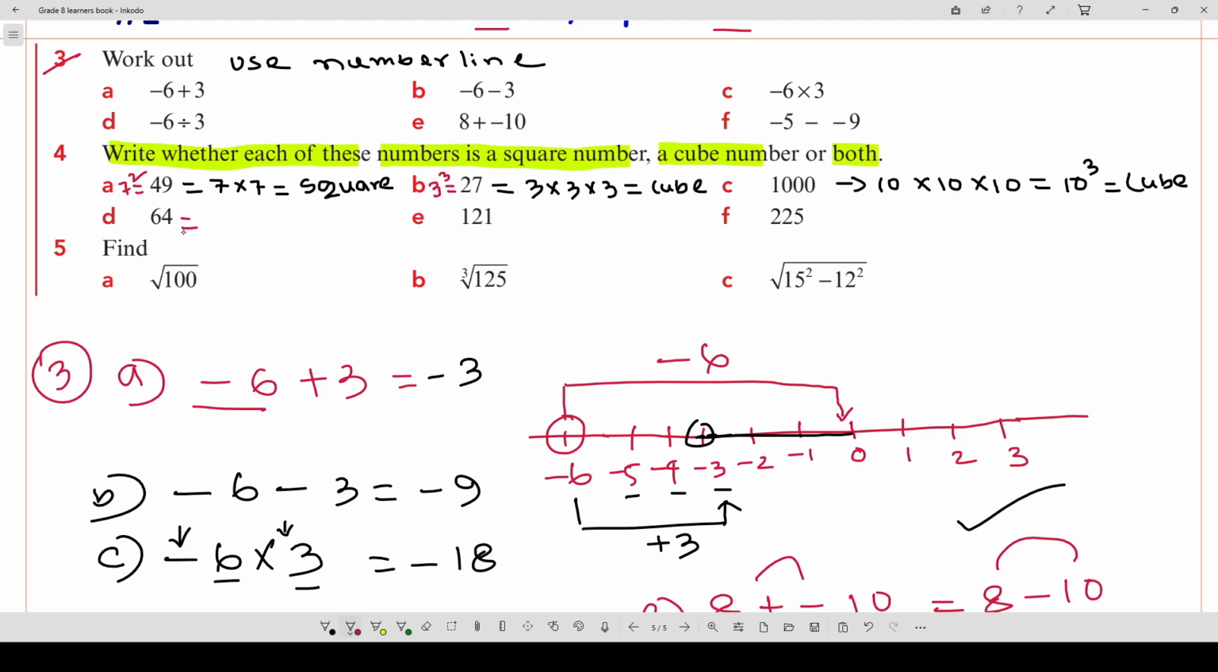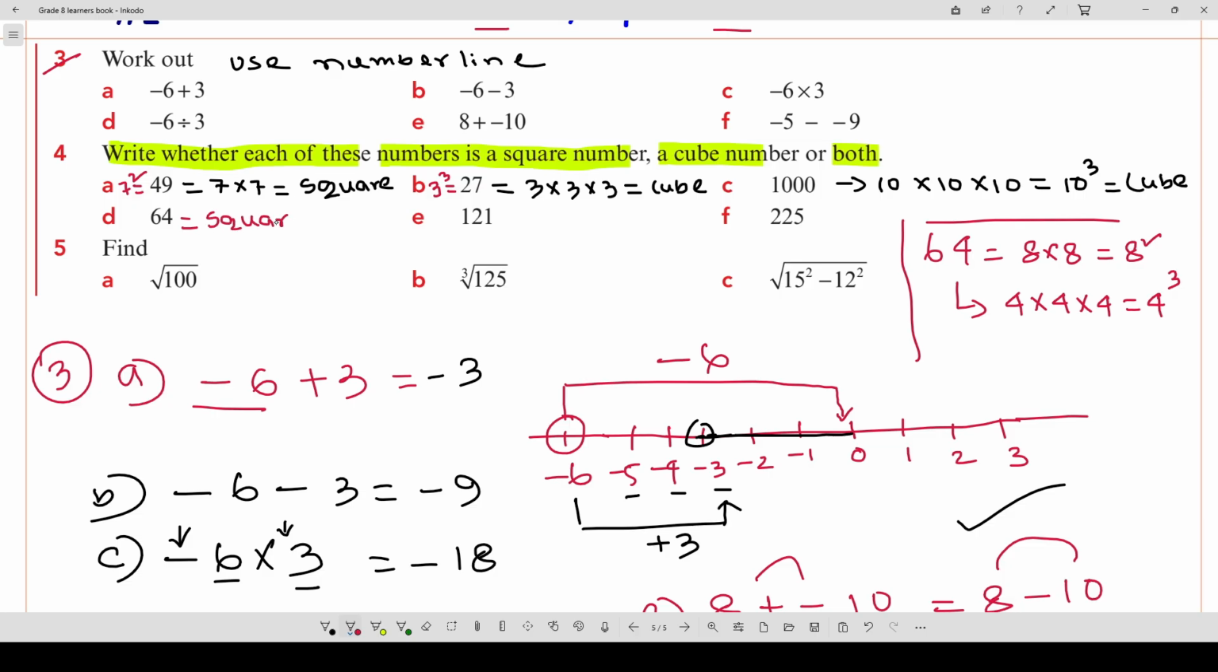64. What can we do with this one? This 64 can be written as 8 times 8. It means 8 squared. And also we can write 4 times 4 times 4. It means 4 to the power 3. So this one is both. It means square and cube. That means both.